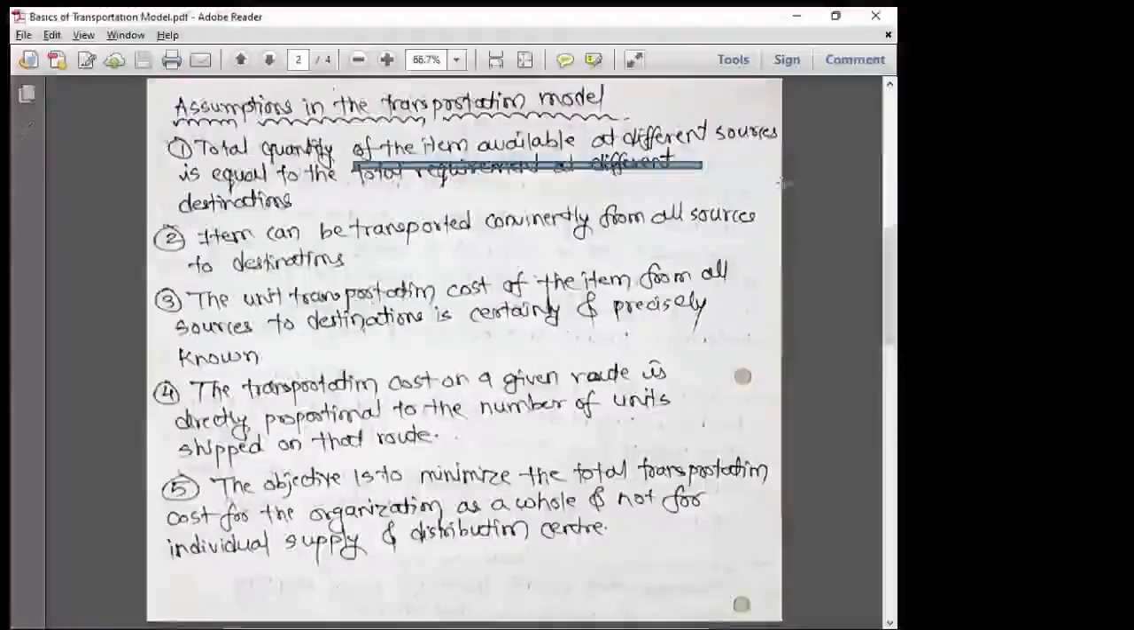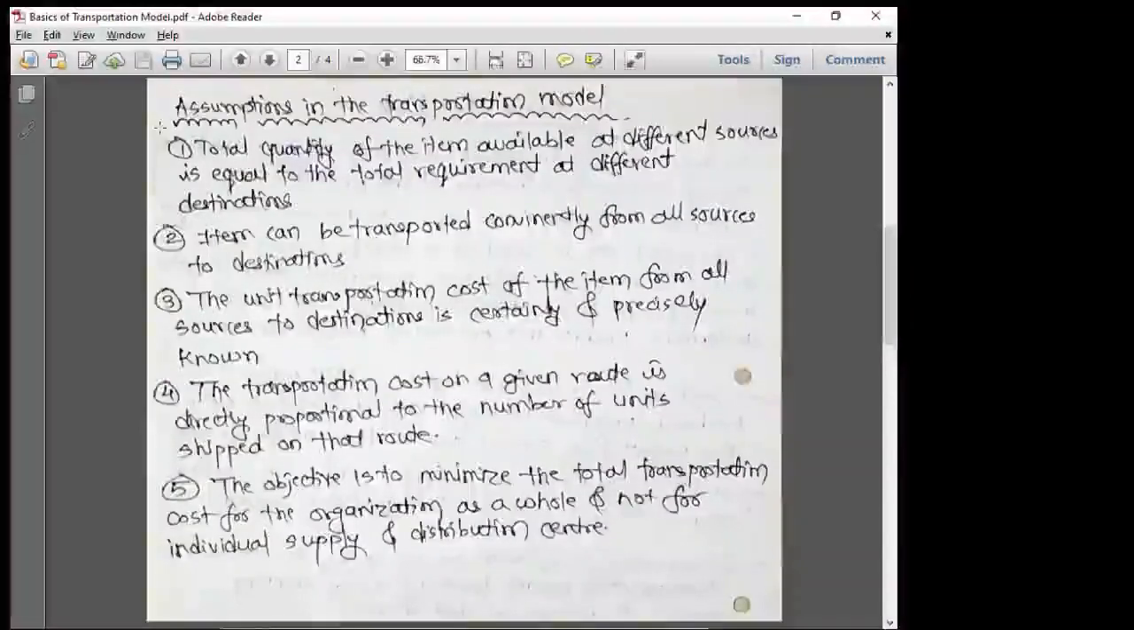What we are telling here is that the product we are going to deal with is not a scarce product, right? If there is a scarce product, then there is a lot of complexity involved. This is not a scarce product. Here the product is available with the factory, and the product is demanded by the market as well. The total quantity available at the source is equal to the total requirement at the destination. So that is our first assumption.